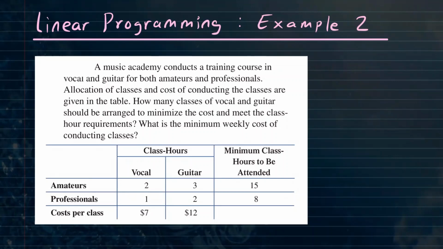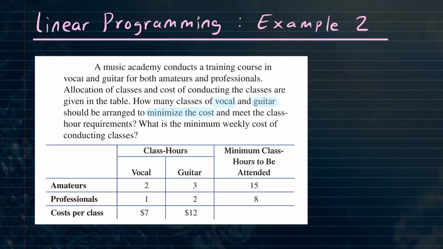Suppose a music academy conducts a training course in vocal and guitar for both amateur and professionals. Allocation of classes and cost of conducting the classes are given in this table. And we want to know how many classes of vocal and guitar should be arranged to minimize the cost. So that's your objective function, minimizing the cost function, and meet the class hour requirements. What is the minimum weekly cost of conducting classes? So let's go ahead and do that.